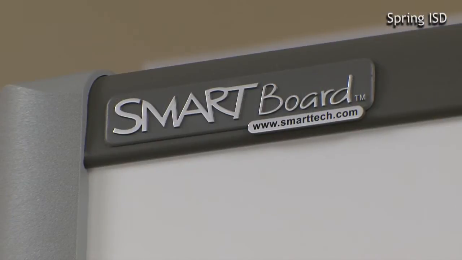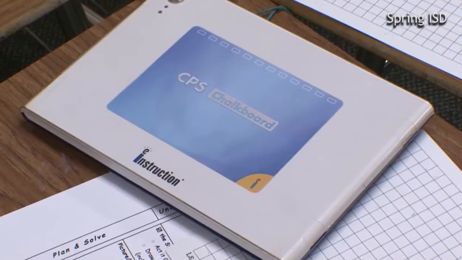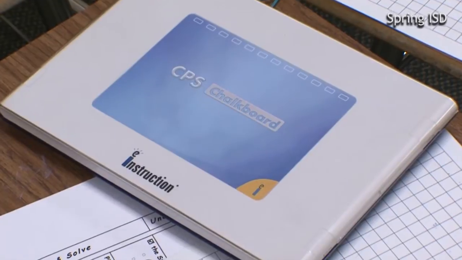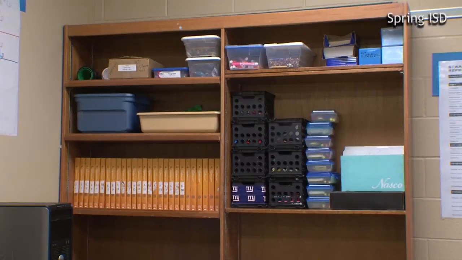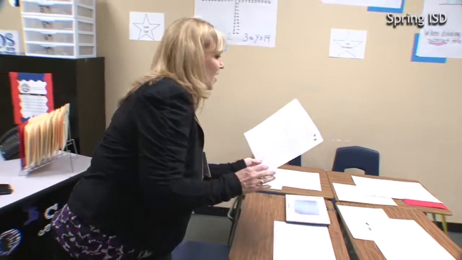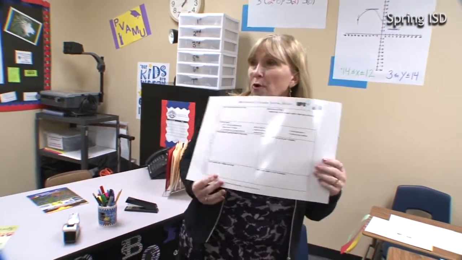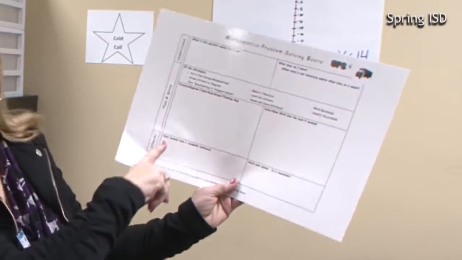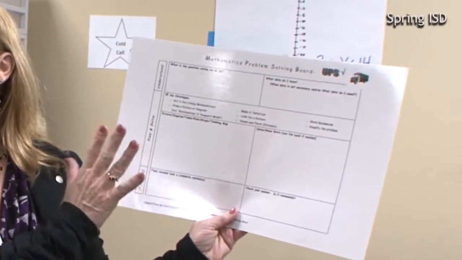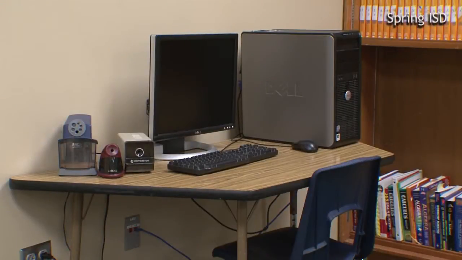We have our smart board, and in addition to the smart board, if we can walk this way, we discovered your CPS chalkboards that interact with your smart board. And we have them in the boxes back there with all the pieces. We also have at this station a math problem solving board with UPS, and we have one for each student so they can understand, plan, and solve, and check for their understanding on their problem. We also have our technology center set up if you need to have a student work on something on the computer.